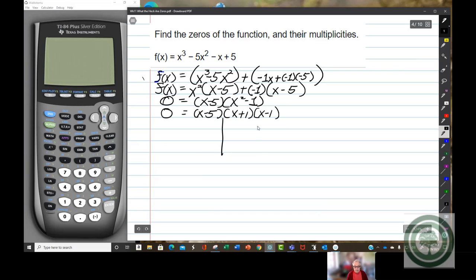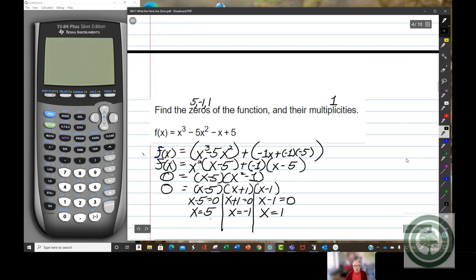All right, and then again, we set each factor equal to 0 and solve for x. So x equals positive 5, x equals negative 1, x equals positive 1. Those are the zeros of the function, and they each occur once. So our zeros are 5, negative 1, and 1, and their multiplicities are 1 each. So you just put a 1.